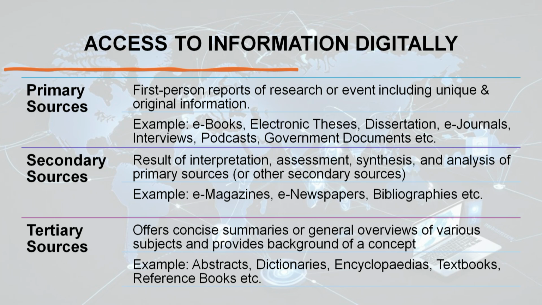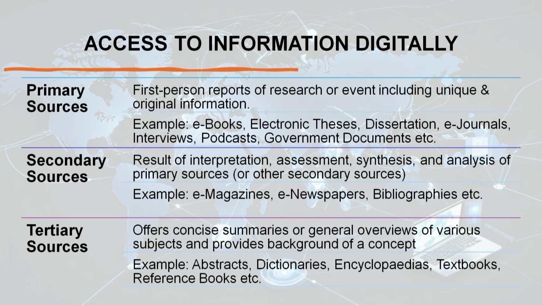What can be the primary sources of digital information? First-person reports of research or events which we put directly. The examples can be ebooks, electronic theses, dissertations, journals, interviews, podcasts, government documents, etc., which have been put directly as a primary source. Then there can be secondary sources also, where that primary information has been analyzed or assessed or reviewed, and then it has been put there. So that can be secondary sources.